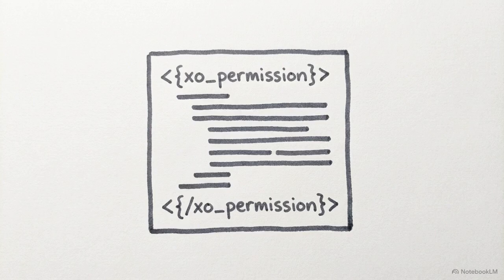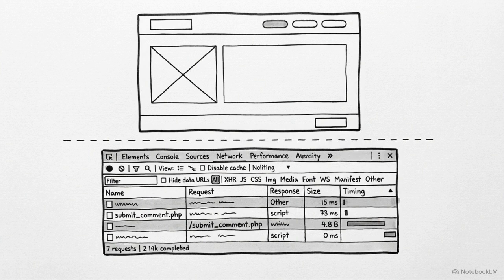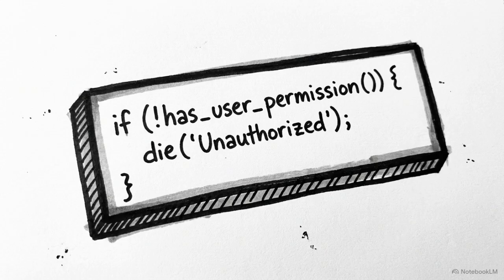We only want authorized users to see this comment form. We manage this visibility by wrapping the entire structure inside an XO permission block. An authenticated user sees the fully rendered form. An unauthenticated user sees nothing. Keep in mind, hiding a form in the template only cleans up the user interface. True authorization must still be strictly enforced on your PHP backend to prevent direct endpoint manipulation.